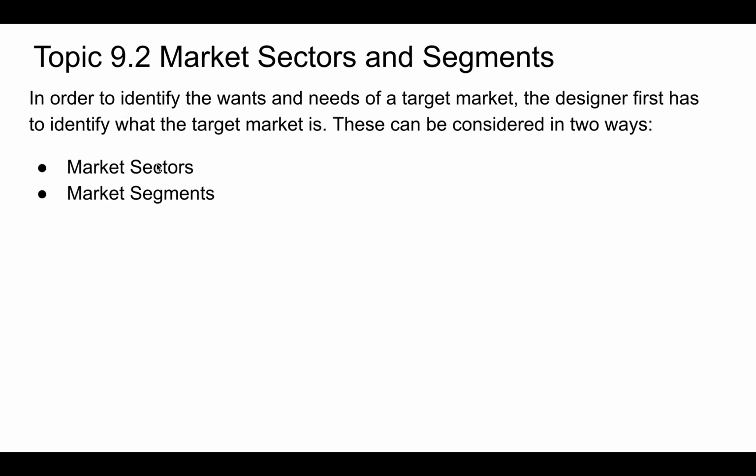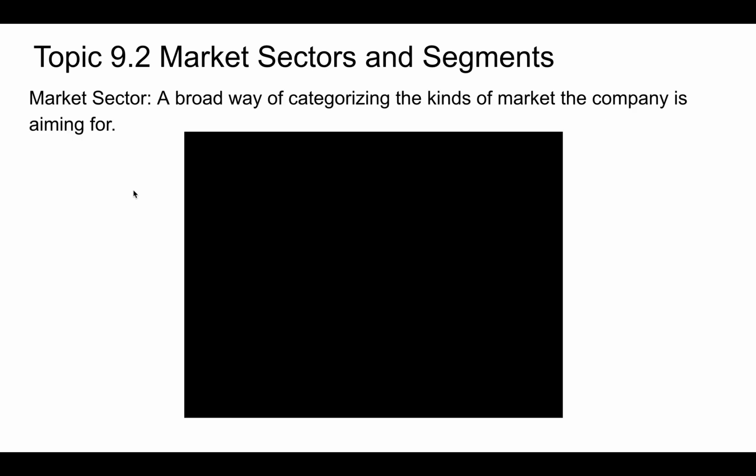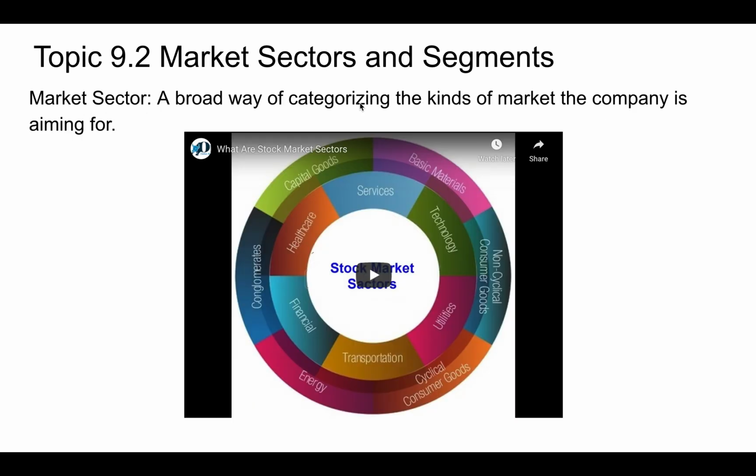This is also something that we see in, I think, topic 5. A market sector is a broad way of categorizing the kinds of market the company is aiming for. So we're looking at broad. These are very large parts of the overall market. And this video right here gives you a good idea of what each of these things breaks down into.